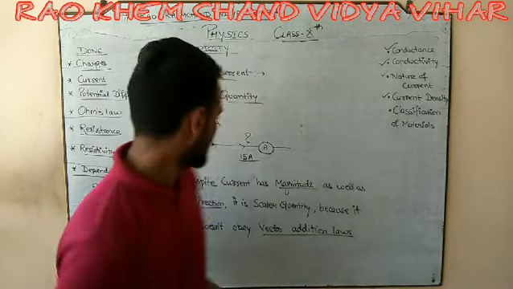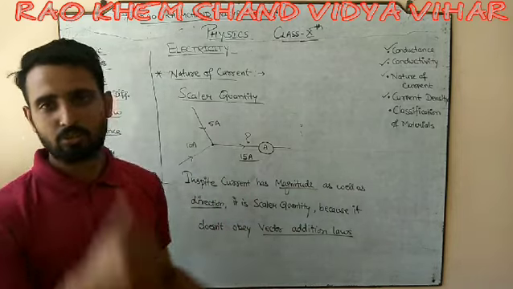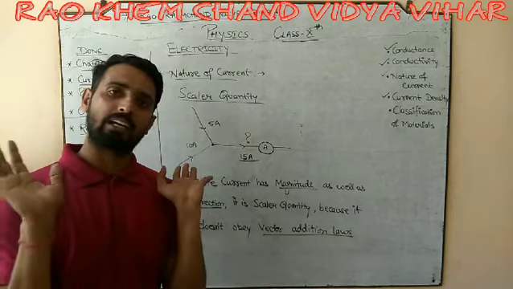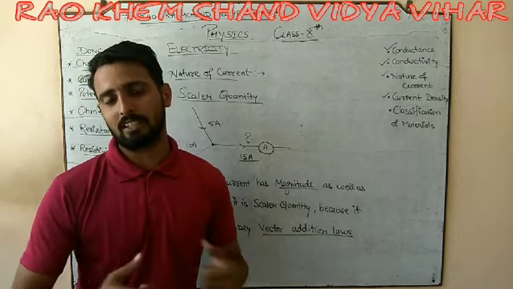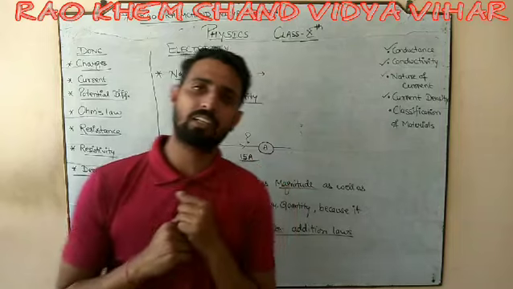In the same manner, a vector quantity should have two components: you should have magnitude and you should have direction. Current has both, but it does not follow the laws of vector. Whose law does it follow? It obeys the law of scalar quantity.